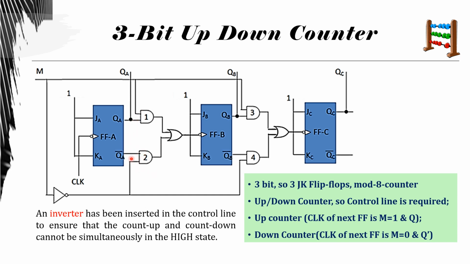Then to denote the down operation, Q bar should be connected as the input, and then M complement should be connected as the second input. Either of these two will reach the terminal through this OR gate. So this is the case of a 3-bit up-down counter. Similarly, we can design a 4-bit up-down counter, a 2-bit up-down counter, or an n-bit up-down counter. For each clock input, we need combinational gates: two AND gates and an OR gate.